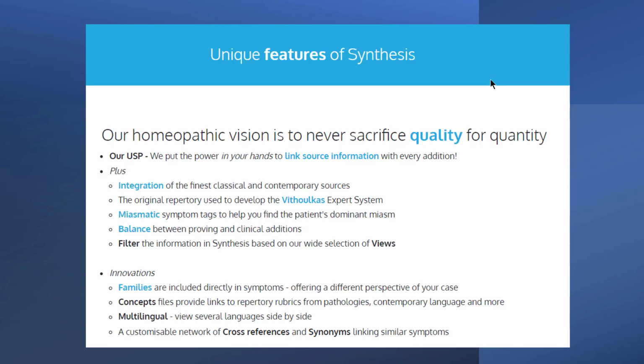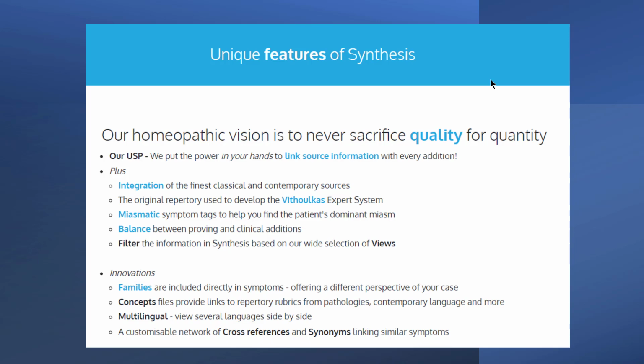But the team of Frederik Schooyens has an important message for all those who focus on the classical approach, all those users who are focused on the more classical remedies and sources. So the homeopathic vision of the team of Frederik Schooyens is never to sacrifice quality for quantity. This has been guaranteed by the fact that every edition is carefully referenced. And you as user have full control over which type of editions you want to see in your repertory.